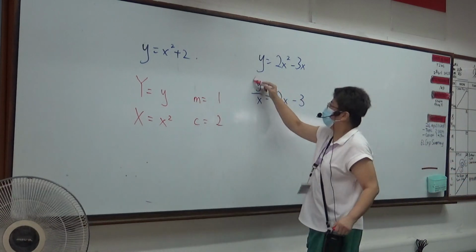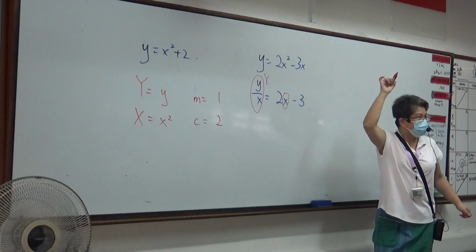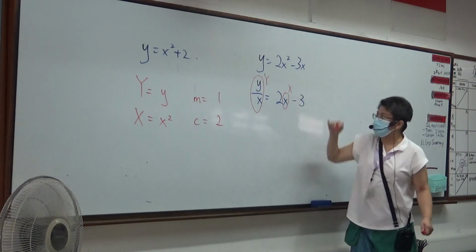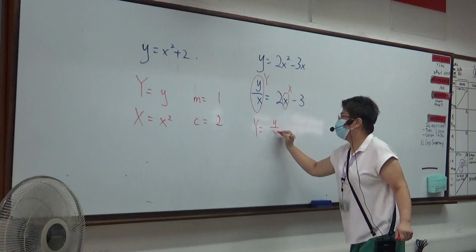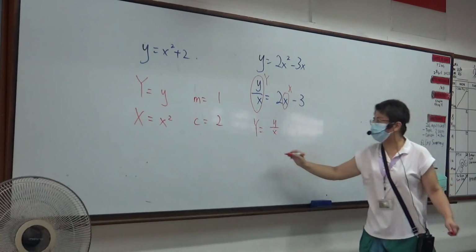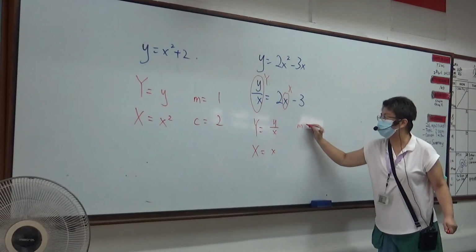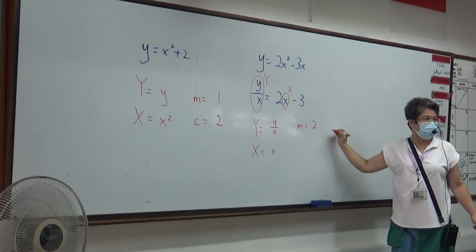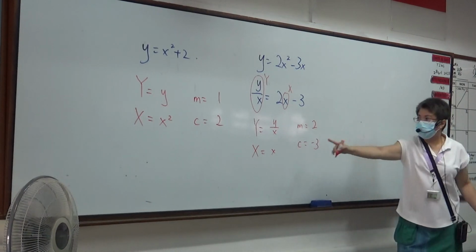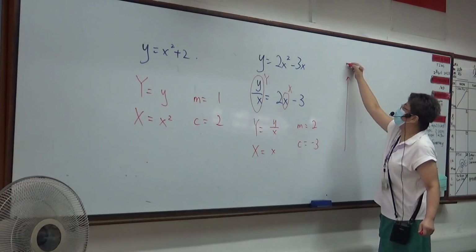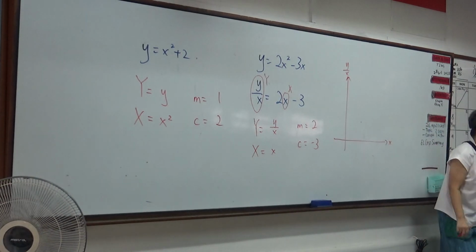Now, I'm going to write something here, then you'll be able to see clearly. What is this? This is my capital Y, right? This is my capital X. So what's my Y? It's actually y over x, right? What is my X? It is still x, right? What is my gradient? 2, right? What's my y-intercept? Negative 3. So how would I plot the graph? I will plot y over x against x, and then I will get a straight line.